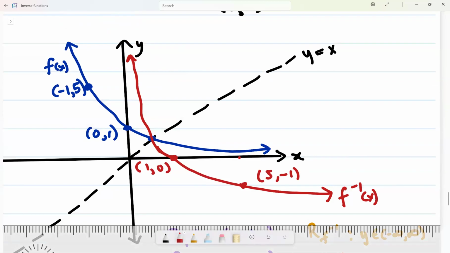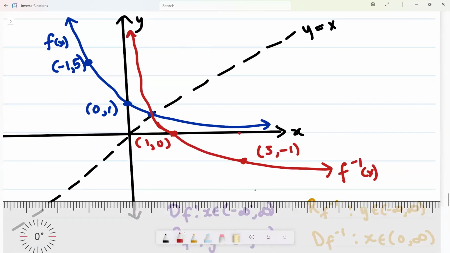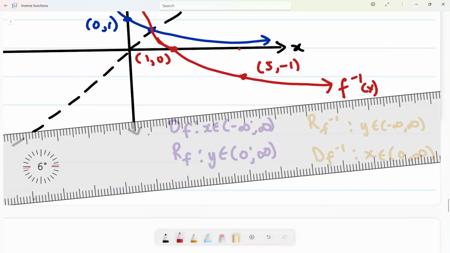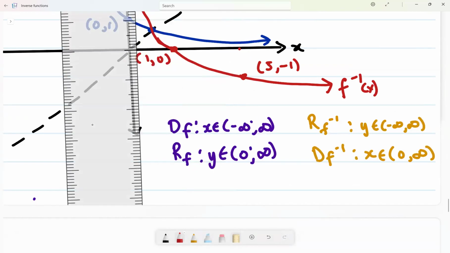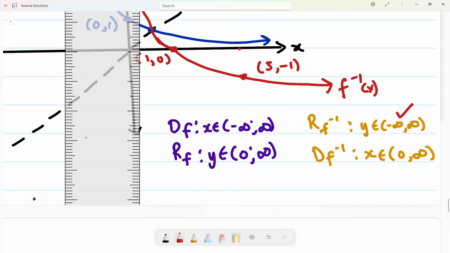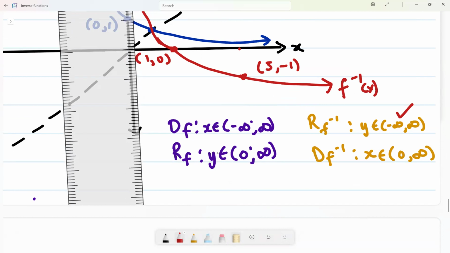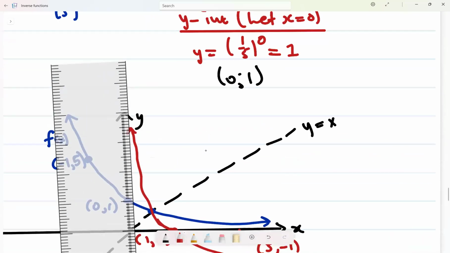Okay? So do you agree with me now that the range of my inverse starts from negative infinity until it goes to positive infinity? This is correct. Then is this the same for the range? Can you see the range of f is going to be the domain of inverse, from 0 to positive infinity? Let us try to prove that.